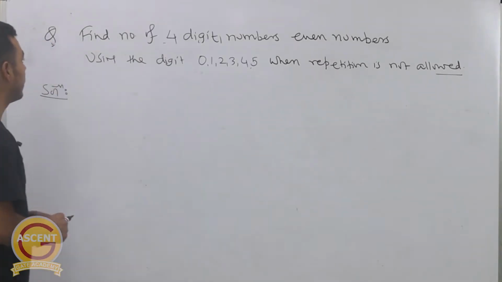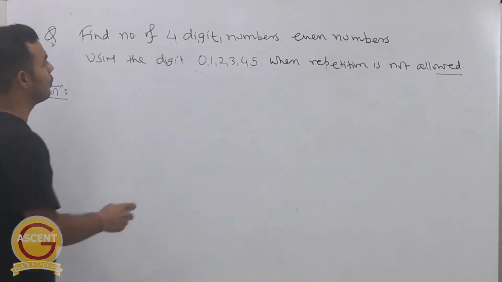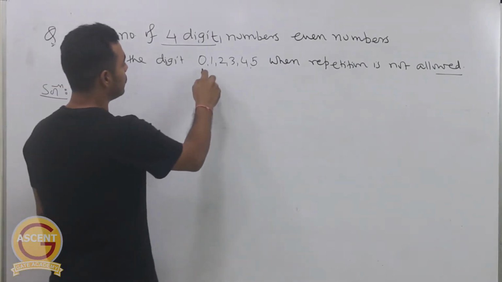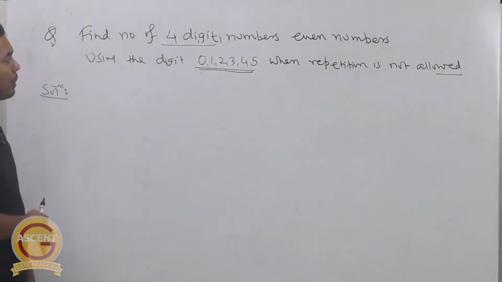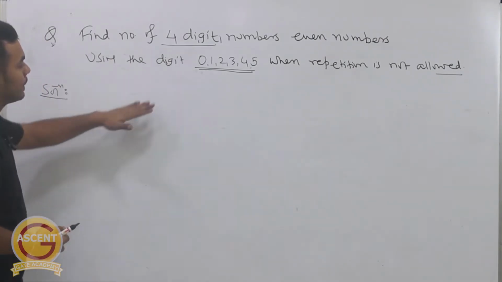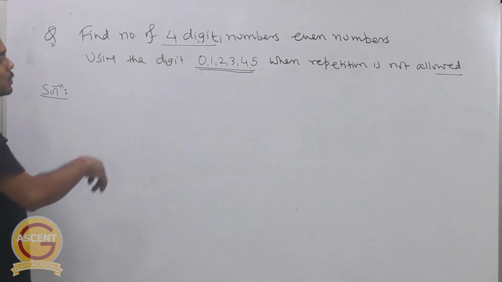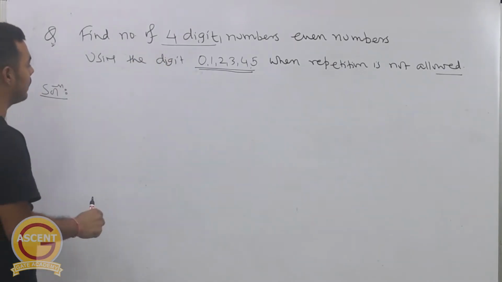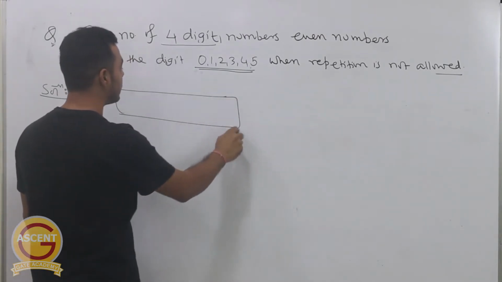Okay, so our next problem is a very interesting problem. The question is: find the number of 4-digit even numbers that can be formed using the digits 0, 1, 2, 3, 4, 5. Now see, here we have to form an even number and 0 is also there. So first let me explain what is the approach of the student, and then we'll see what should be the correct approach. So the question is to find the number of 4-digit even numbers. So this means we have to fill these 4 places.